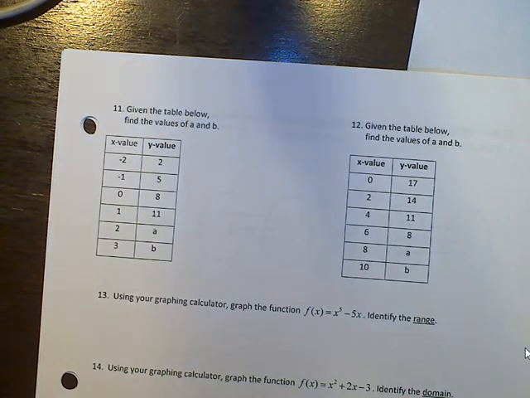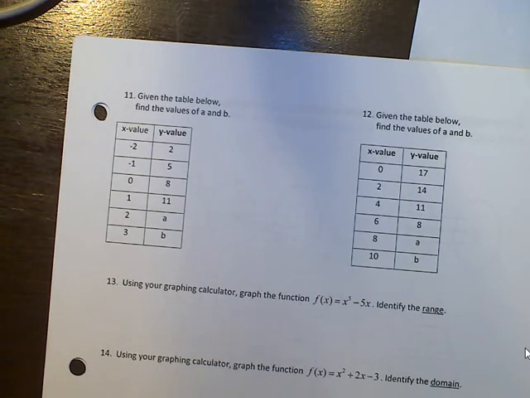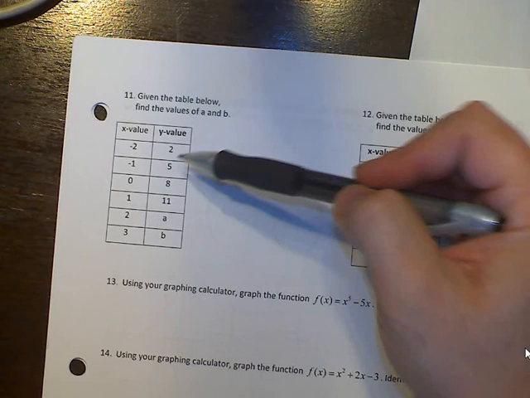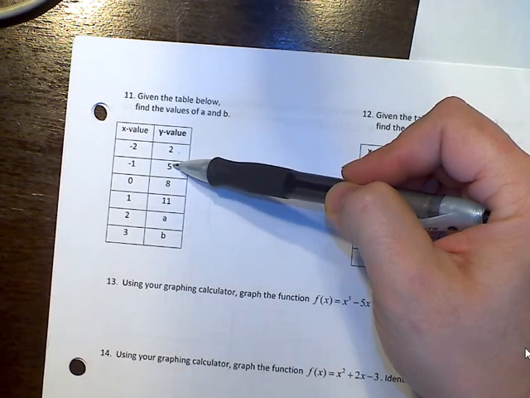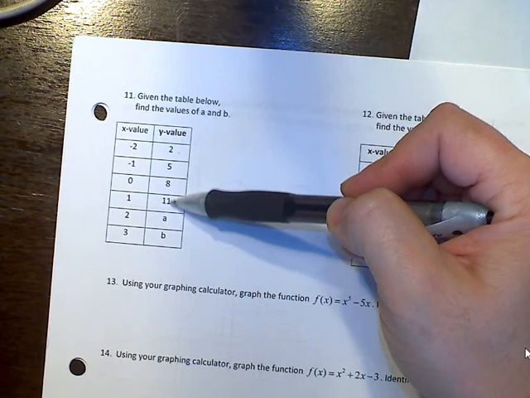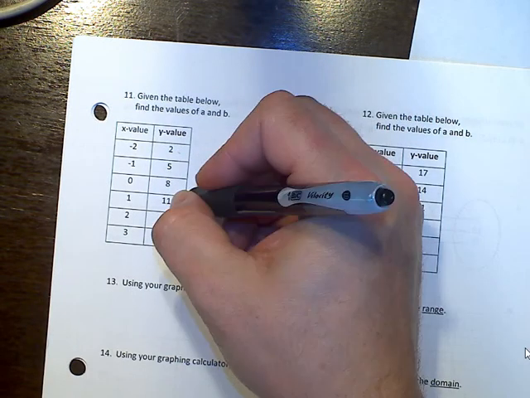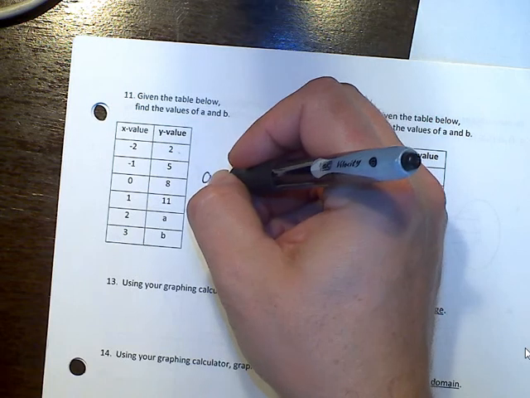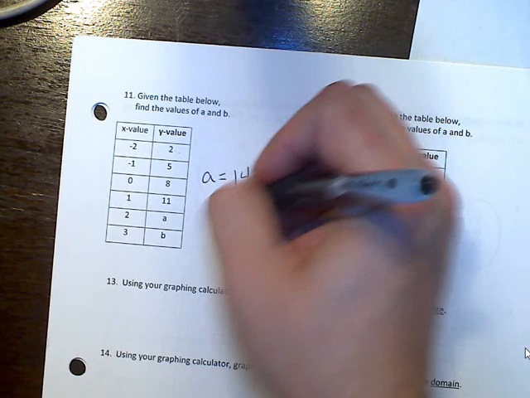Alright, so I need to find the values of A and B. Let's look and see what happens to my graph here. What am I doing here? I'm adding 3, add 3, add 3. So my pattern is I'm going to add 3 to all these y values. So A equals 14, B equals 17.